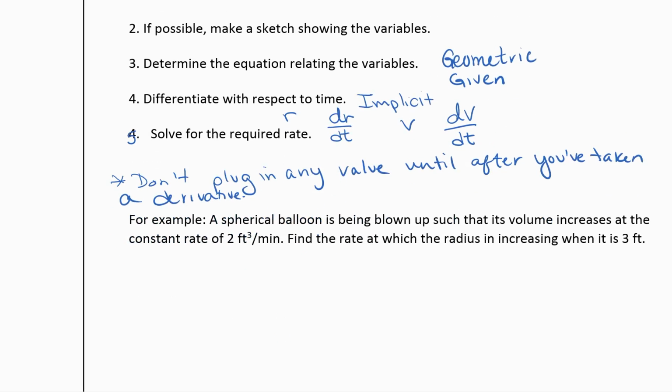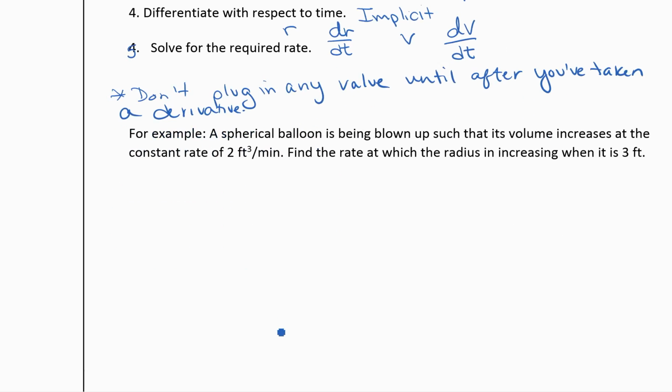Okay, so we're going to do a problem here. It says, a spherical balloon is being blown up such that its volume increases at the constant rate of 2 feet cubed per minute. Find the rate at which the radius is increasing when it is 3 feet. So that is, the radius is 3 feet.